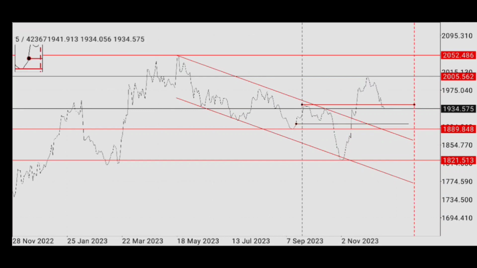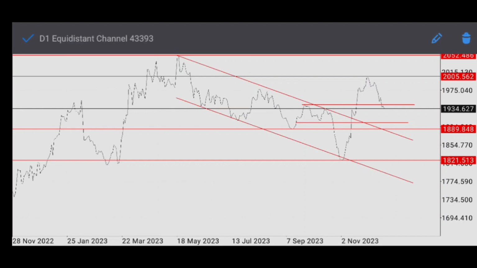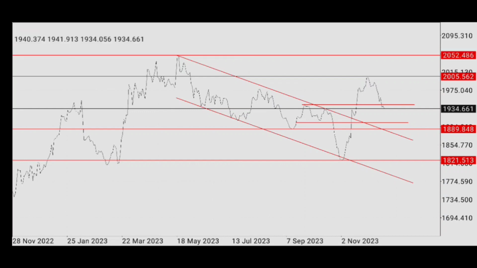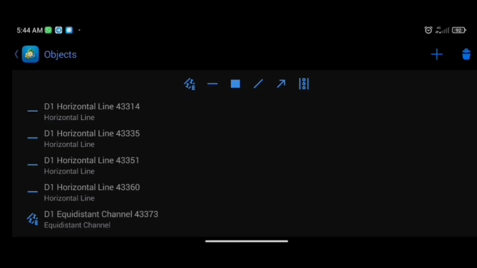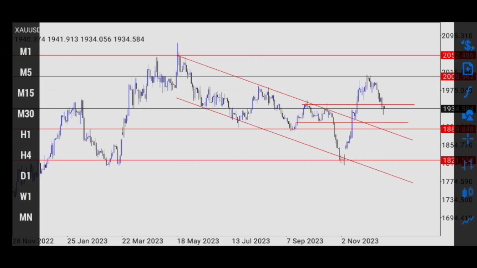Okay, so understand me correctly. If we do not buy, basically if price doesn't go up from where it is to the 1975 and test the 2005 zone again and break it, then we should be looking to continue selling all the way to the 1889 zone. Okay, so understand that.